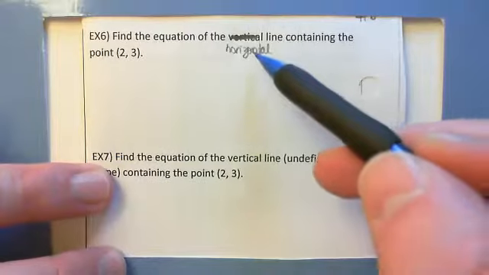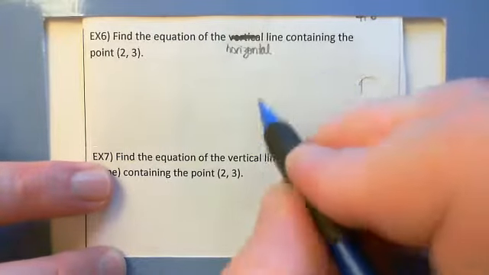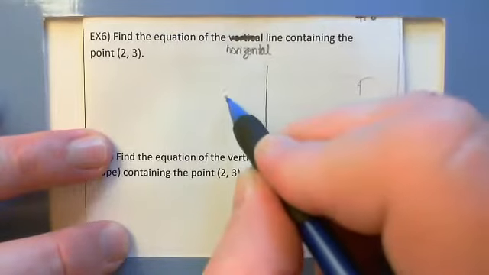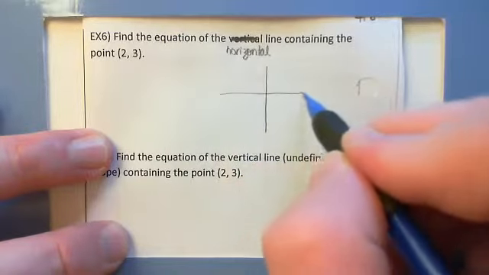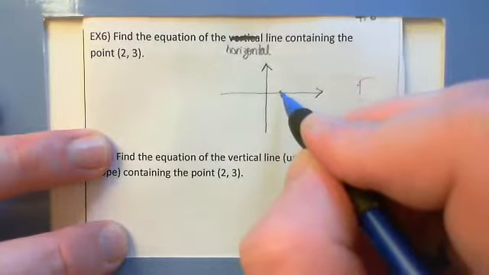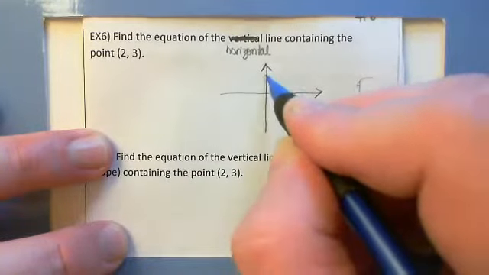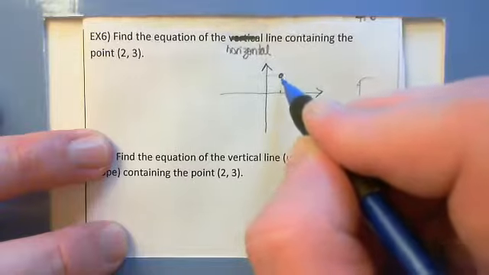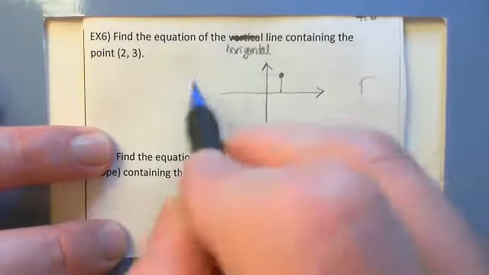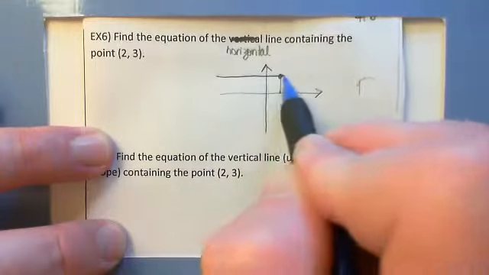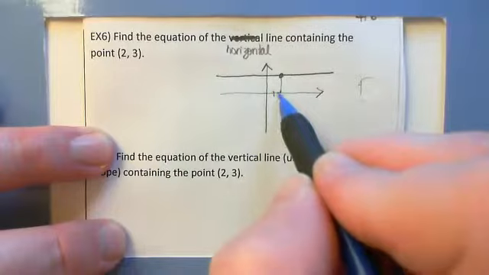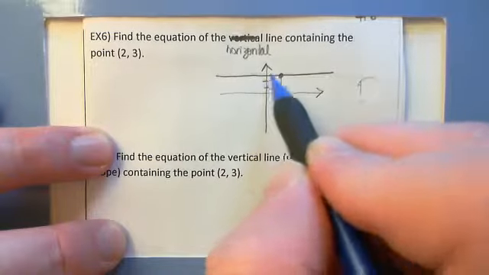Anytime you see a problem that asks for horizontal or vertical lines, the best strategy is to do a sketch. So let's do a sketch right now. The problem is giving us a point 2, 3. So 2, 3 would be somewhere in here. And the problem wants a horizontal line. So a horizontal line will look like this. So this is 2 and this is 3.